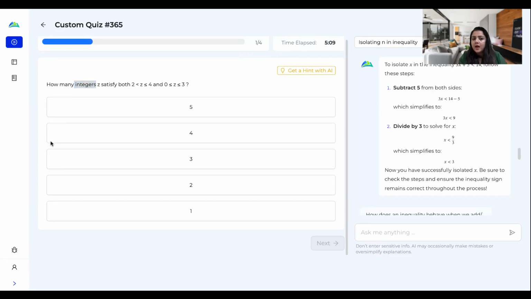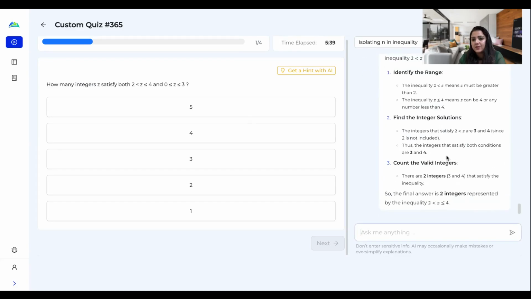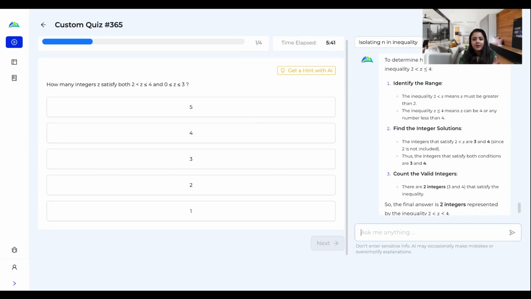Let's ask AI how many integers are represented by the first inequality, okay? It tells us there are two integer values. Basically, on the number line, 2 is not included, the next number is 3 as an integer, and the next number is 4, which is included with the less than or equal to sign.